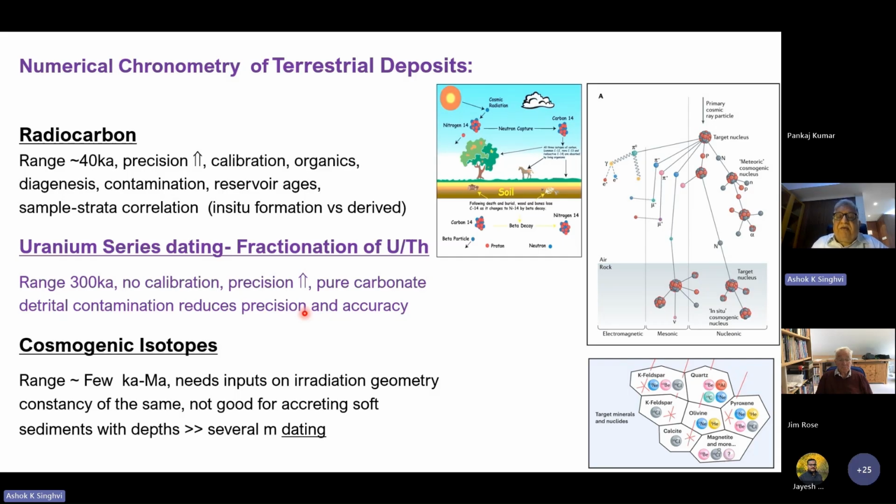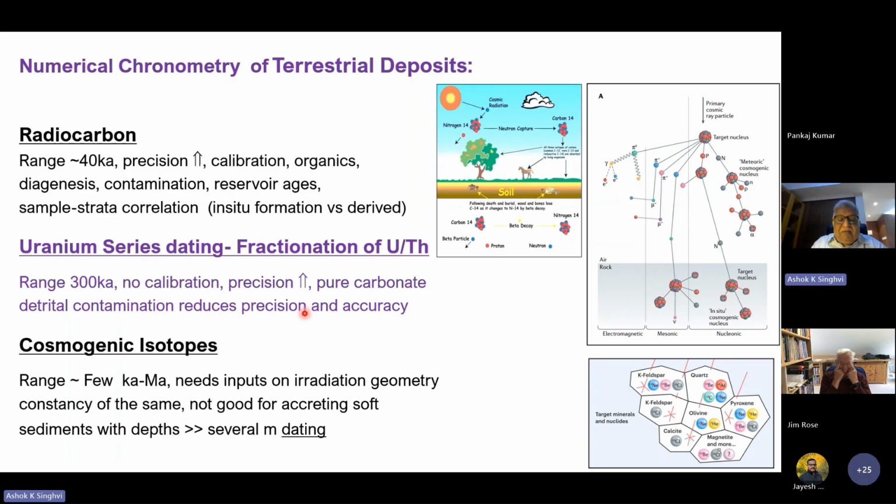The precision is high, but on land, samples like carbonates, which are very useful for this kind of application, must be very pure, and rarely do you find pure carbonates. So the applicability of this method is limited. Up to a few 100,000 years you can go, but very few samples would qualify for applications of this method.